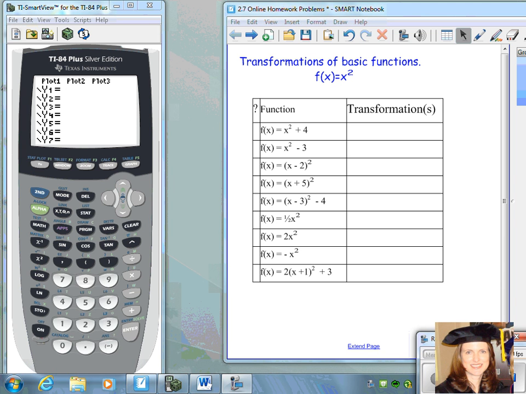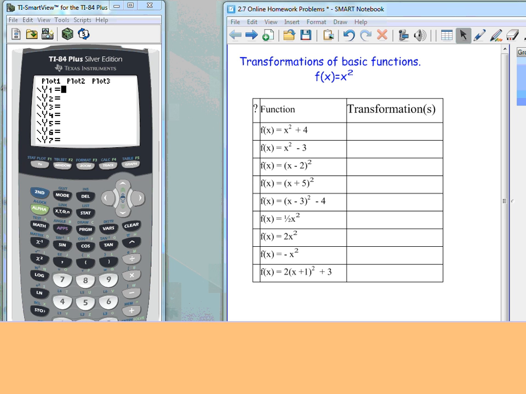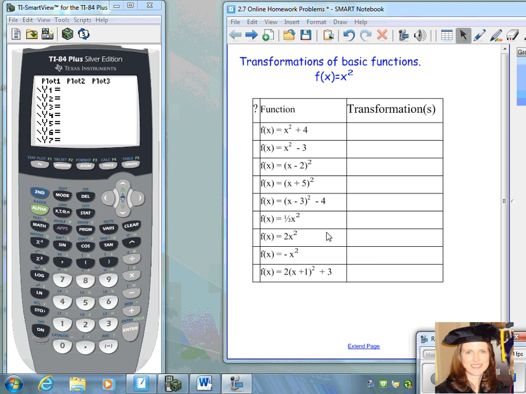Before we get started with section 2.7 on the homework, I would like to take the time to go over some of these basic transformations. You can take any basic function, tweak it a little bit, and come up with a brand new graph that is a transformation of the original graph. Once you get the hang of how to spot these, you don't even need a calculator to determine how the new graph is going to look.